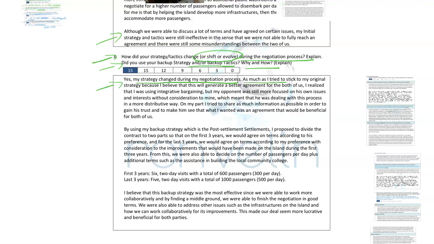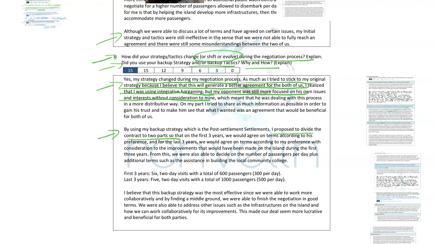As much as I tried to stick to my original strategy because I believe this will generate a better agreement for the both of us, I realized that I was using integrated bargaining, but my opponent was still more focused on his own issues and interests without consideration to mine. By using my backup strategy, which is the post-settlement settlements, I proposed to divide the contract, and he goes on to explain how he did it.